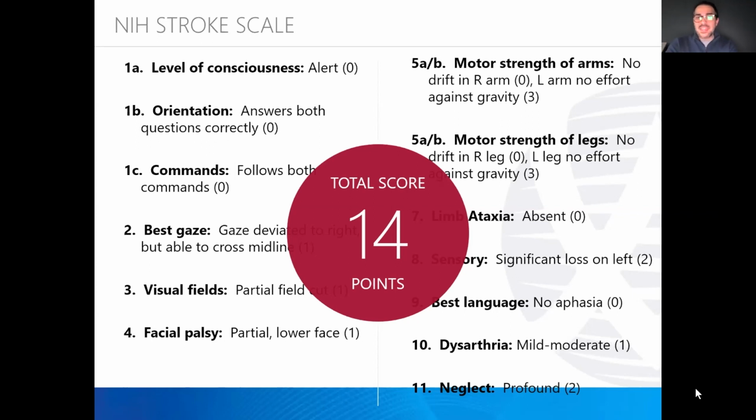So more than anything, as opposed to someone going through the entire NIH stroke scale, describing dysarthria, facial palsy, the gaze, movement in one arm and then the other arm, then the one leg and then the other leg, giving me a score helps me make a decision pretty quickly.